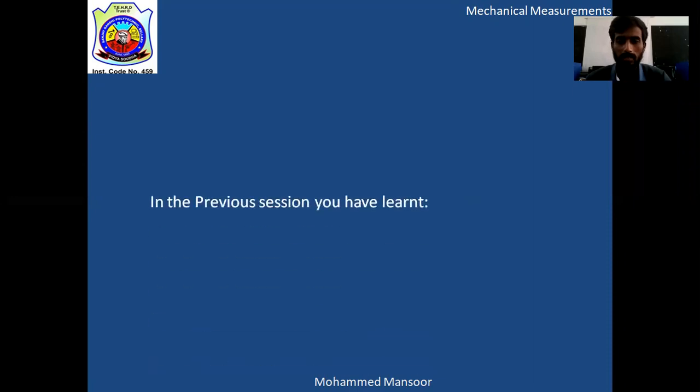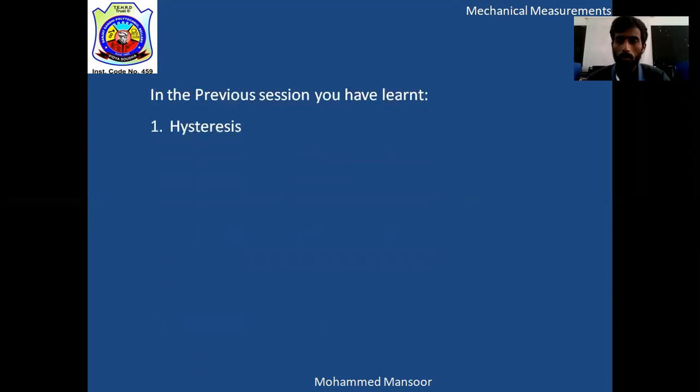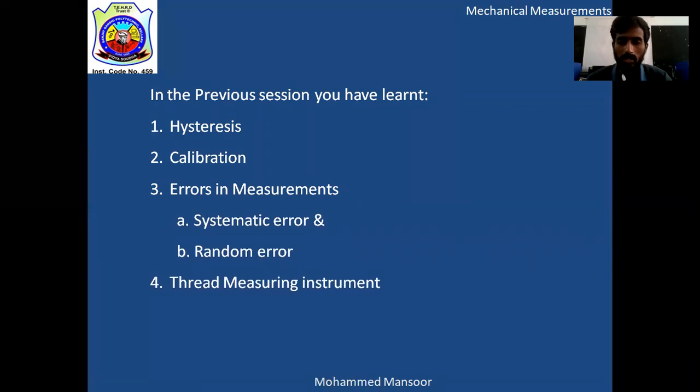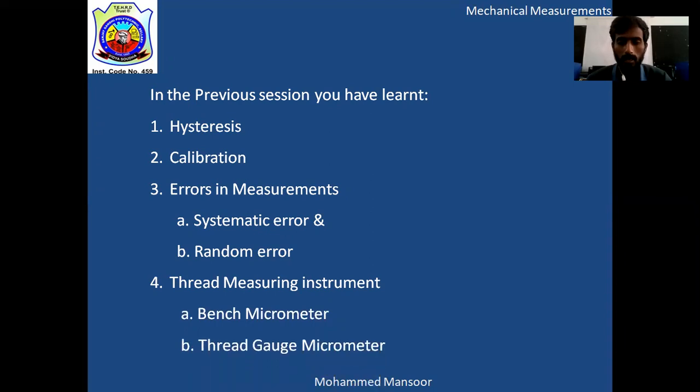In the previous class, we studied hysteresis, its meaning, and calibration. We studied the different types of measuring errors, including systematic error and random error. Then we studied thread measuring instruments: the bench micrometer and the thread gauge micrometer. At last, we studied the Bevel protractor.